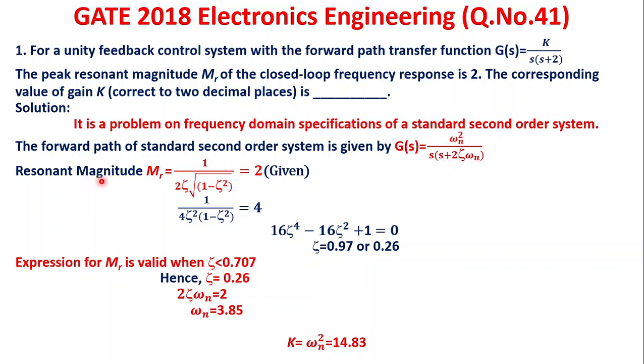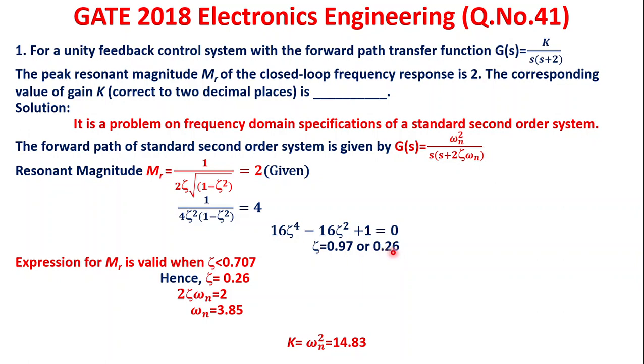Resonant magnitude or resonant peak Mr is derived as 1 by 2 zeta into root of 1 minus zeta square. It is given that Mr equal to 2. So squaring on both sides, 1 by 4 zeta square into (1 minus zeta square) equal to 4. So if we cross multiply, simplify and arrange the equation properly, we get 16 zeta power 4 minus 16 zeta square plus 1 equal to 0. Here we can make a substitution that zeta square equal to x and solve the quadratic equation. And finally, when we find zeta, it is 0.97 and 0.26.